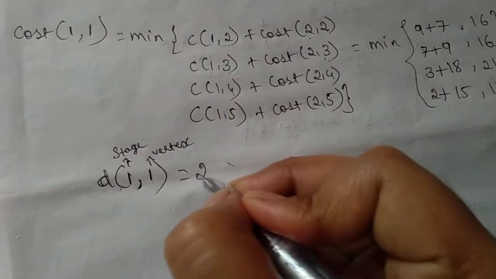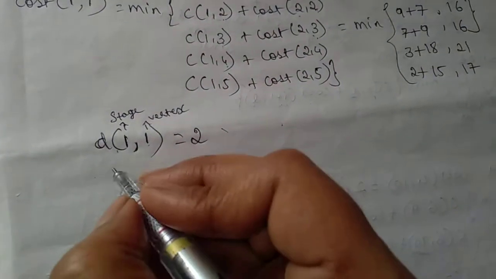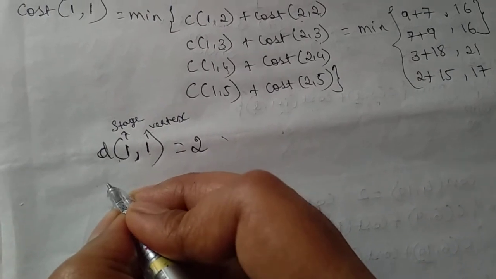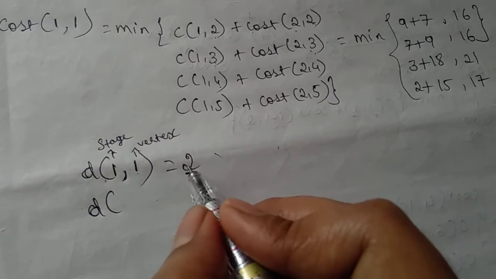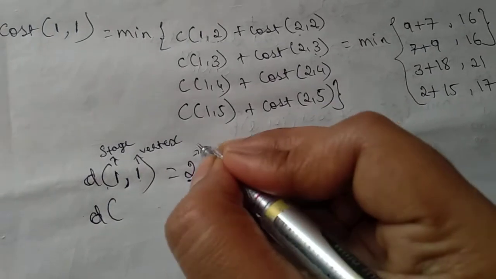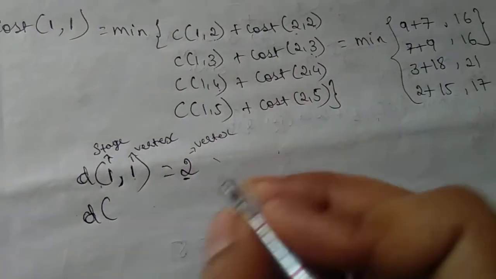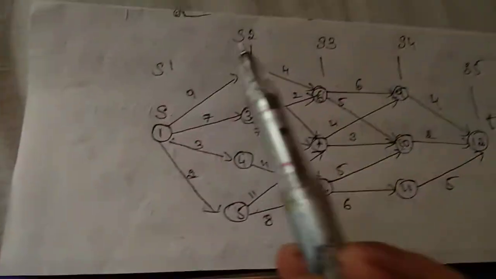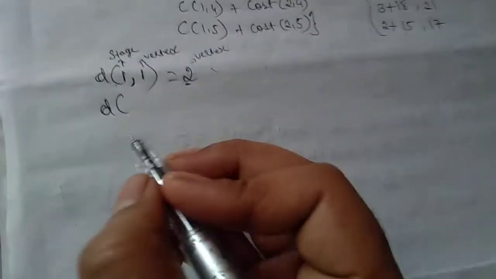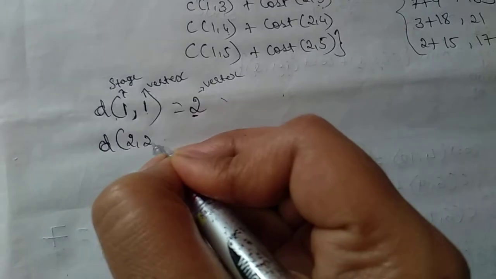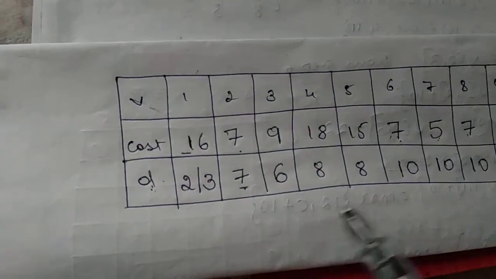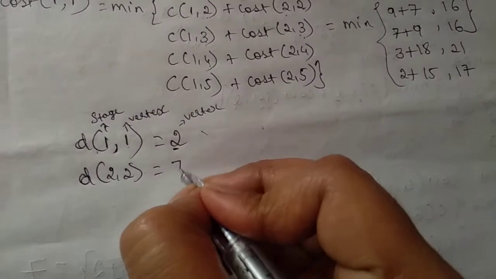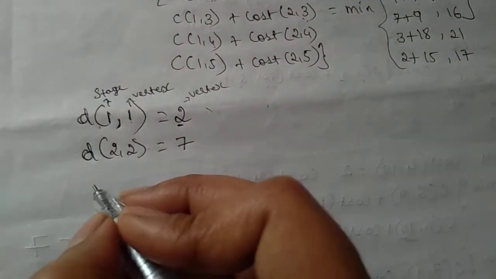First I'll take 2. D of 1, 1 is equal to 2. Okay. Next, where am I going? Towards vertex 2. This is not the cost, this is also a vertex. 2 is present in which stage? 2 is present in the second stage. So stage 2, vertex 2. Vertex 2, where is it going? To the destination 7. I'll write 7.